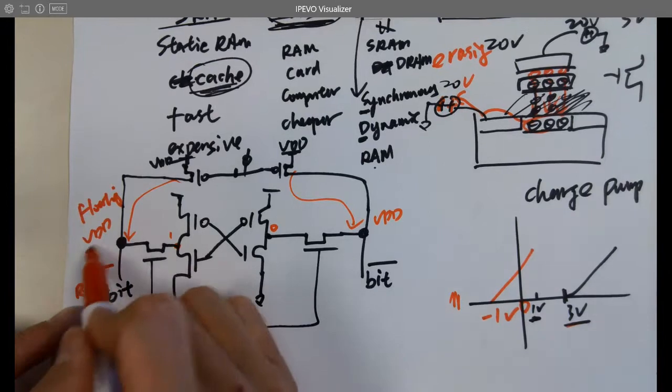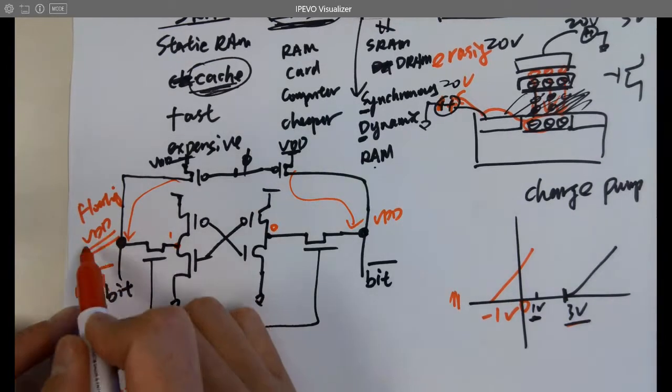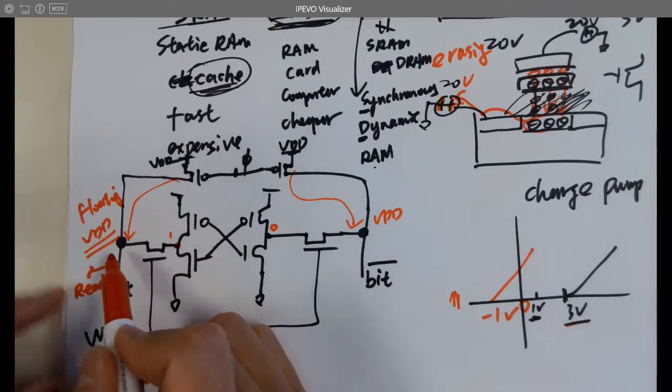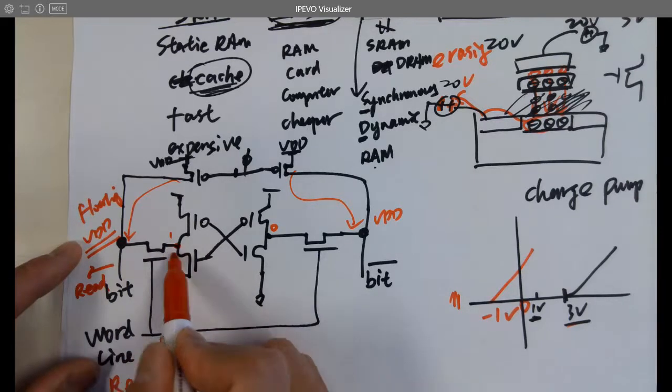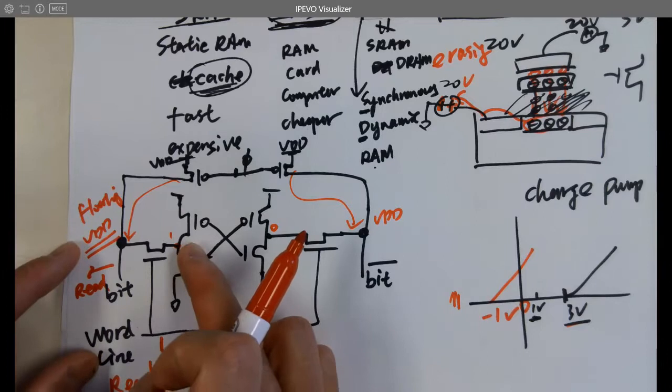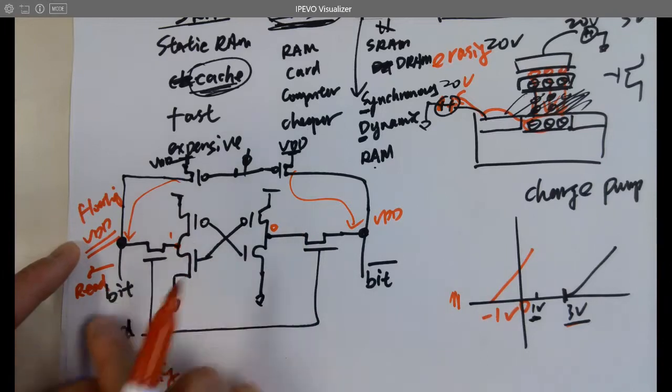If I pre-charge this to VDD and now I turn it off, it becomes the floating VDD. If I read it, what am I gonna read from here? It's a 1, 1 across the 2 terms of the NMOS. It's not changing anything. It's still 1. So I'm gonna read the VDD here.